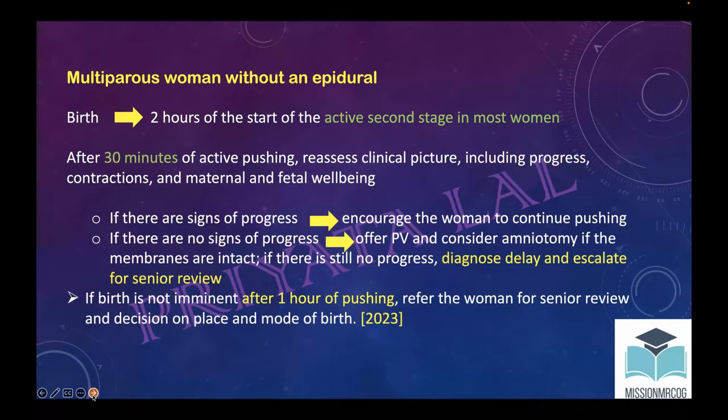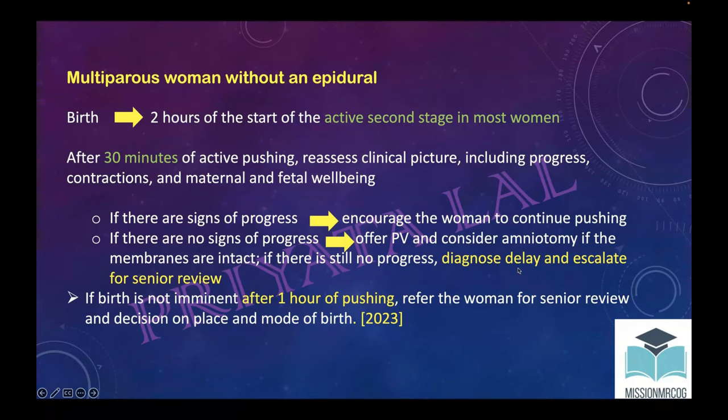Now coming to the multipara. In the multipara, we want labor to complete within 2 hours of the active stage. After 30 minutes of pushing, a review has to be done. If there is progress, ask the patient to continue pushing. If there is no progress, then do a PV and ARM if the membranes are there. Then diagnose delay and arrange further senior review.